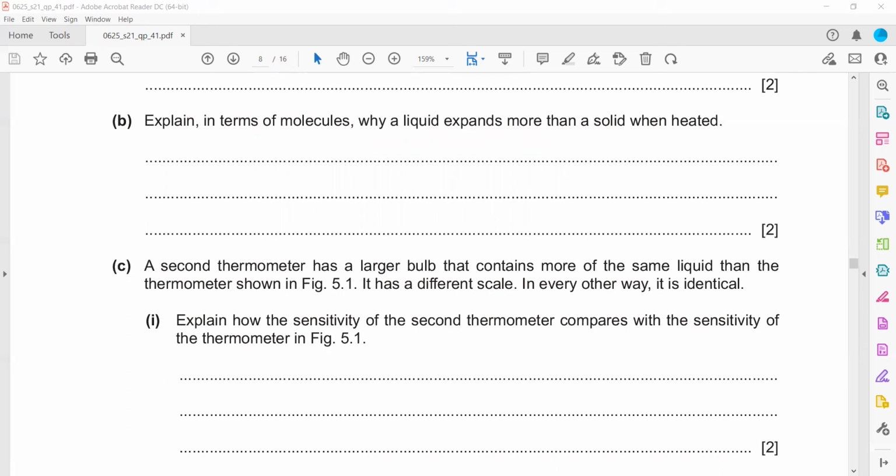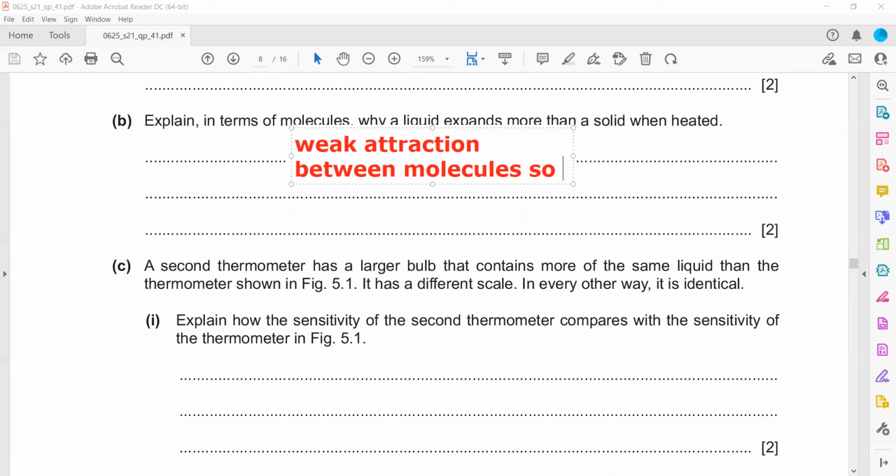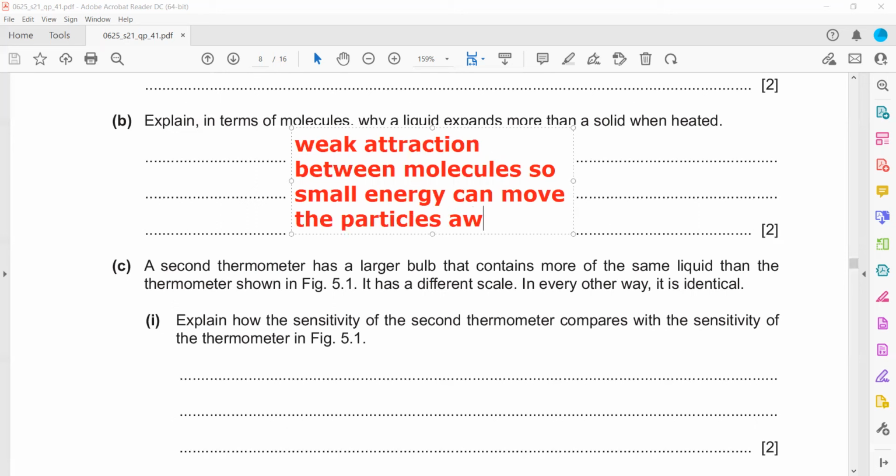So weak attraction between the molecules. So a small amount of energy can move the particles away from each other.